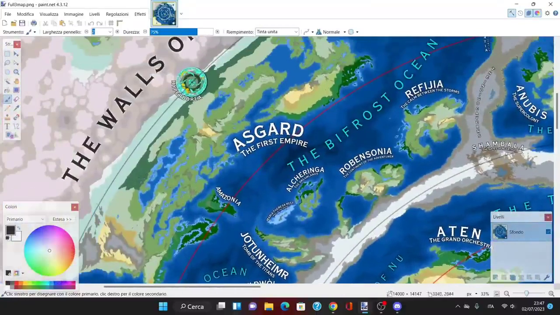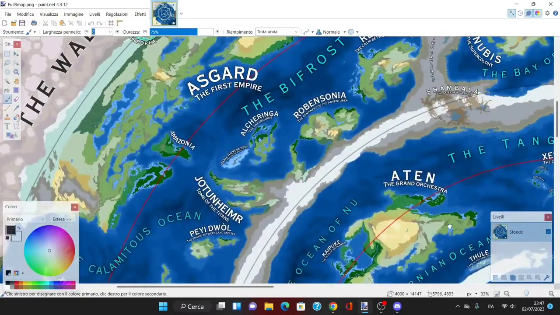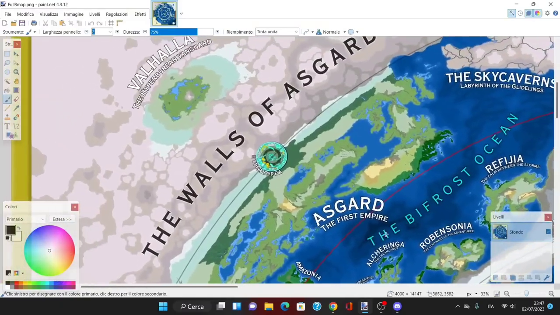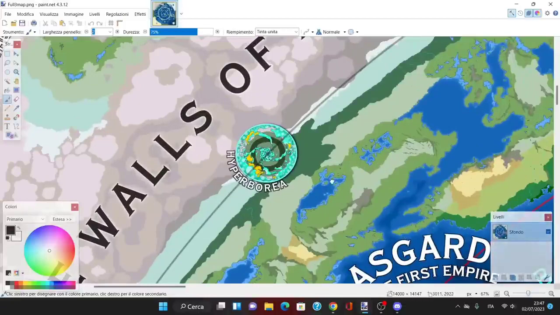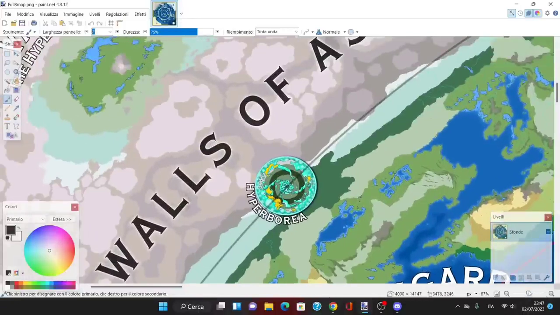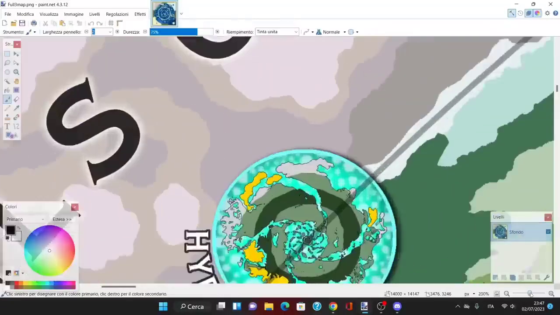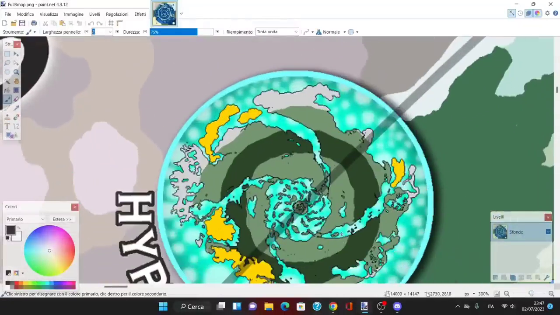But the Asgard Empire, the first empire, so the people of this first empire, of course, come from Hyperborea. But in this case, Hyperborea is the land that is between the walls of Asgard and Asgard. So this one. As you can see, Hyperborea is in the formation of a circle. It is relied upon mostly like Atlantis.